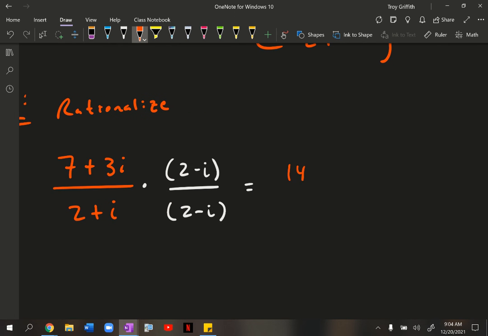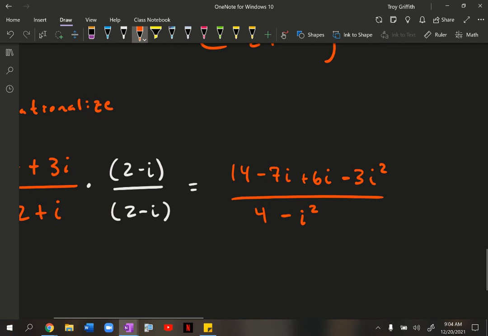So 7 times 2 is 14. Okay, minus 7i. 3i times 2 is plus 6i. And 3i times negative i is a minus 3i squared. On the bottom here, 2 times 2 is 4. I'm going to skip the middle part because we already talked about it. The middle term should cancel out, so we can move to the end here. i times negative i is a minus i squared. Okay. Anywhere that I see this i squared, that's a negative 1. So we can change these. Negative 3 times negative 1 is a plus 3. And negative times a negative 1 is a plus 1.